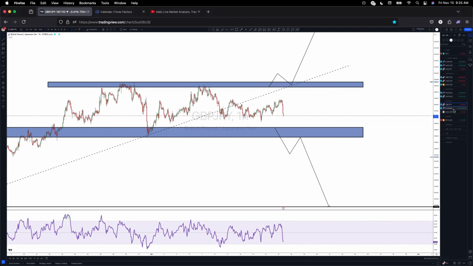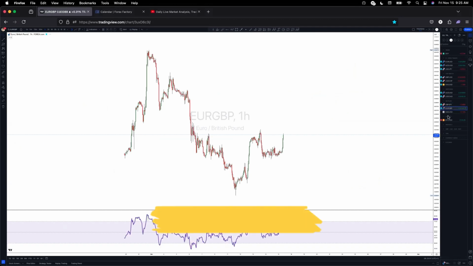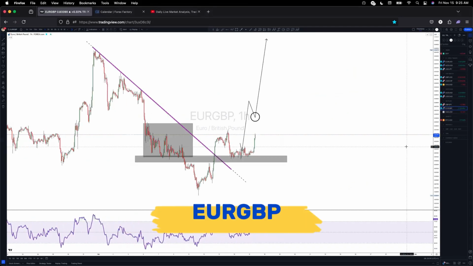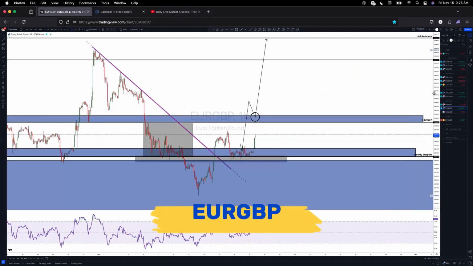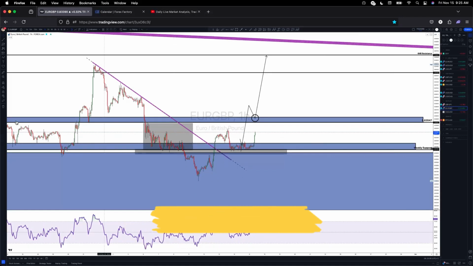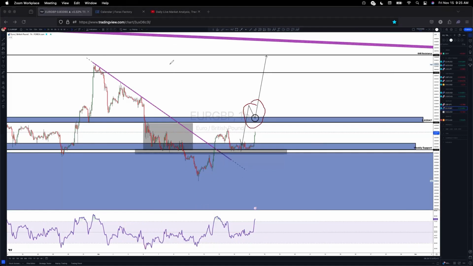But the crazy one is Euro GBP. Euro GBP started going up today. Hallelujah. So what is the plan on Euro GBP? We shall see. My plan still remains the same. I'll be looking for a buy right at the top here, and that will be one out of the three shots I'm planning to give it before the end of the year.